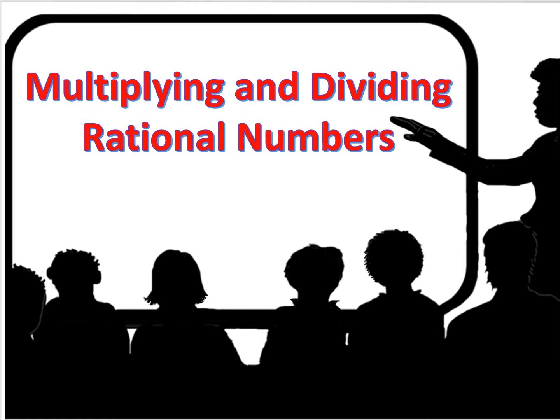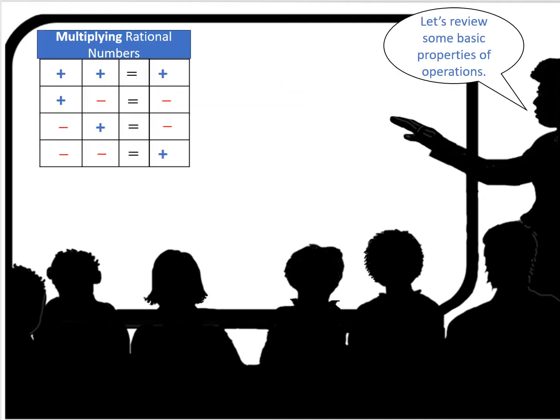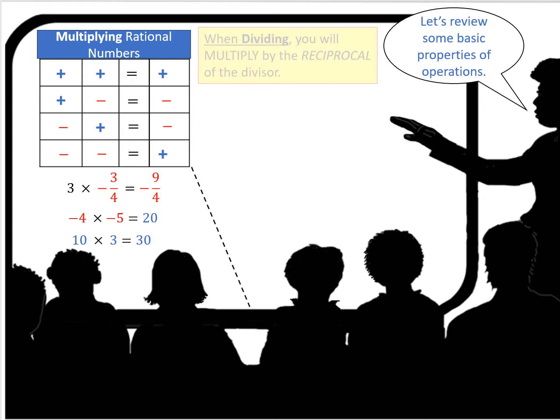This lesson video is on multiplying and dividing rational numbers. Let's review some basic properties of operation specific to multiplication and division. Multiplying rational numbers: a positive times a positive equals a positive, a positive times a negative is negative, a negative times a positive is a negative, and a negative times a negative is positive. You see some examples below.